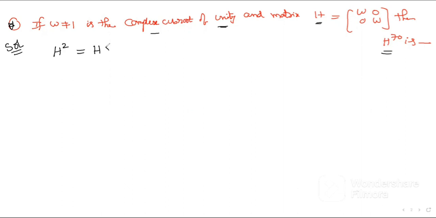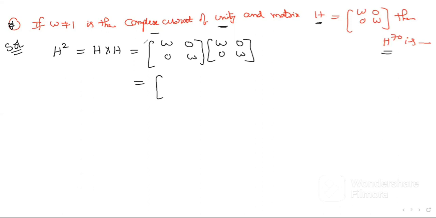H square is nothing but H into H, which is omega 0, 0 omega into omega 0, 0 omega. Now we should multiply the first row with all columns. So omega into omega, omega square; 0. Next element is 0, next is omega square. So H square we get as omega square 0, 0 omega square.